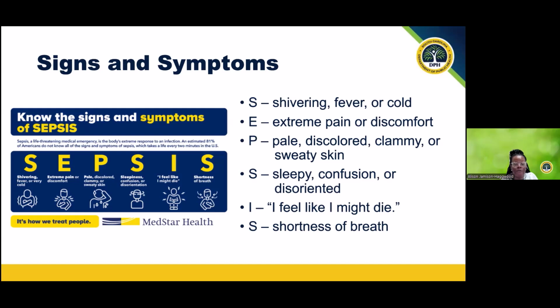Then the E for extreme. Are they having any pain or discomfort? And P, paleness. Are they discolored, clammy, or sweaty skin? And then S for sleepy. Are they confused or are they disoriented? And then the I, if they're stating that I feel like I might die, or I feel weird or something to that effect. And then S for shortness of breath. Are they having difficulty with breathing?